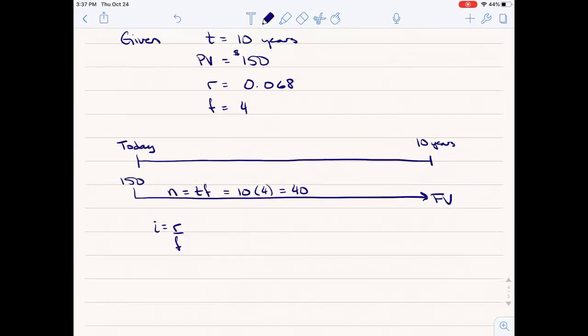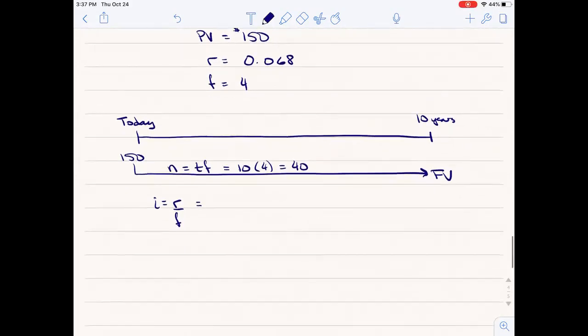Usually I like to stack my equal signs, but what I find with I equals R over F is I usually just do it across to save room for the rest of my work. I know this is a no-no in math when we list our equal signs like this. We want to stack them, but sometimes we don't have space. So that happens too. So 0.068.